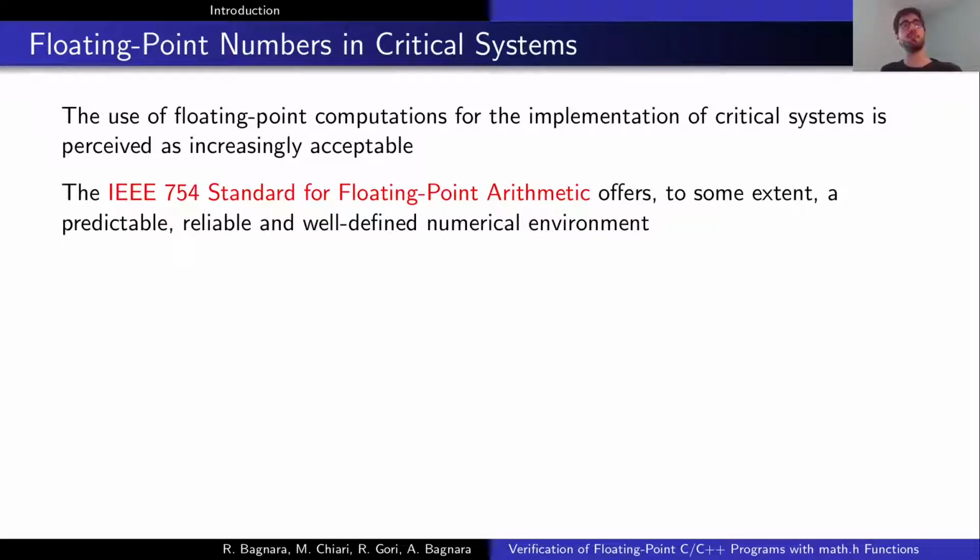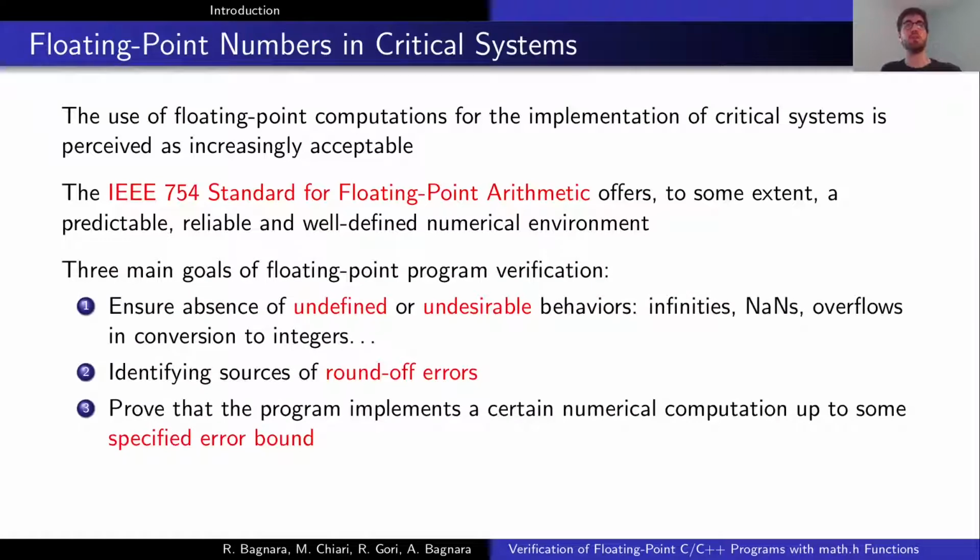But what does it mean to verify floating point computations? Well, there are three main goals. First of all, floating point computations react to errors by returning special values. For example, if we have an overflow, we get plus or minus infinity. And if we have a division by 0, we get not a number. If a function is called with a value outside of its domain, we get another not a number. These special values might seem apparently harmless, but actually they can create very nasty bugs if they are not checked. For example, if we try to convert an infinity or not a number to an integer, we get an undefined behavior, which is very bad.